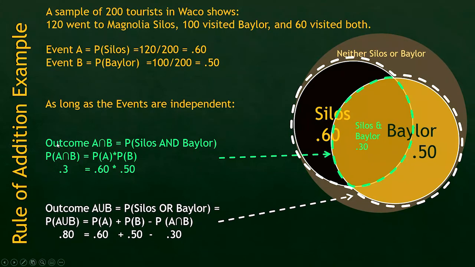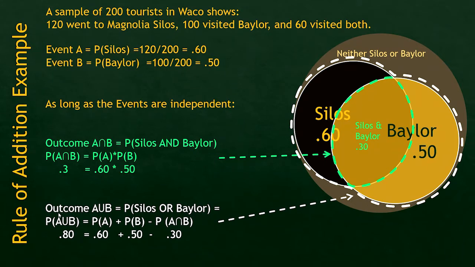And we're going to be dealing with a lot of independent events. Okay, so the outcome of A and B equals the probability of the silos and the probability of Baylor. So what's the probability of them going to both the silos and Baylor? And that is 0.3. 0.3 equals 0.6 multiplied by 0.5. So notice the probability of event A multiplied by the probability of event B, multiply those two together, and you find the joint probability, or the probability of the intersection.